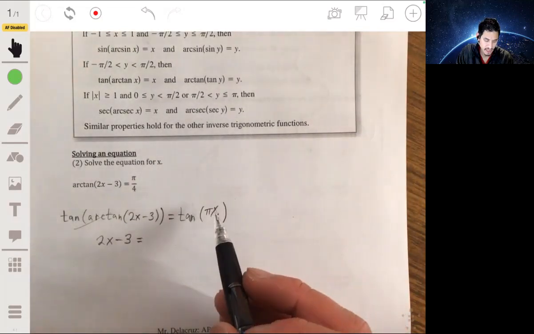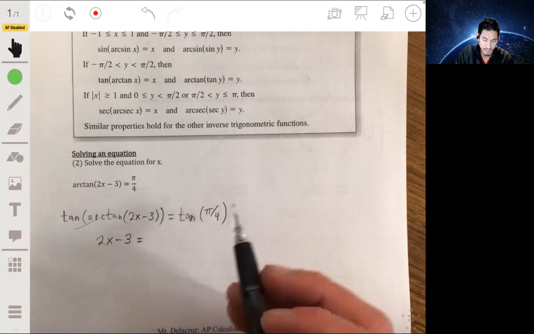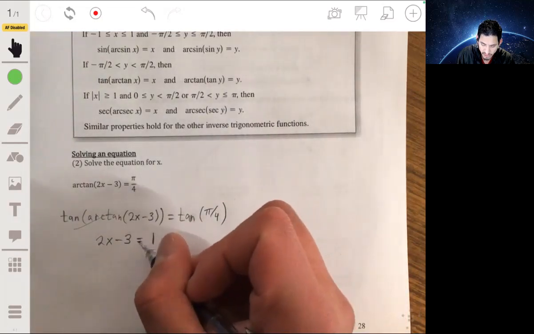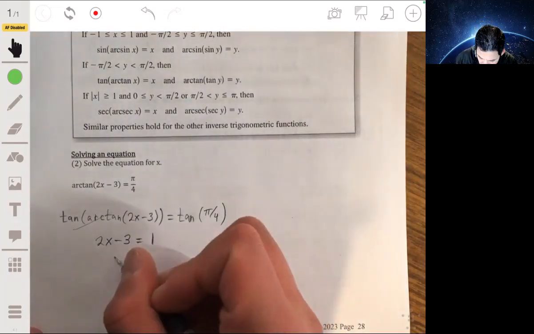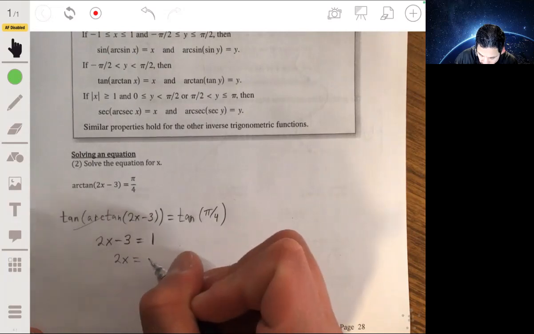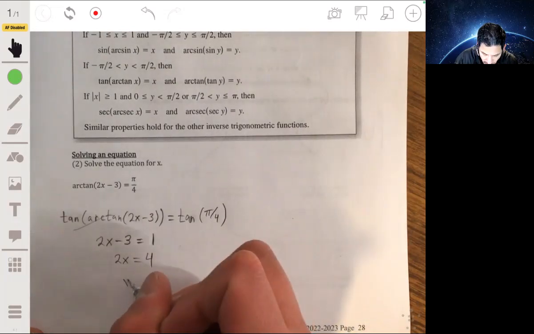And then the tangent of pi over 4 would just be 1, because the sine of pi over 4 over the cosine of pi over 4, they're both equal, so you'd get 1. And then all you have to solve is this simple equation. So you'd have 2x equals 4, and then x would be 2.